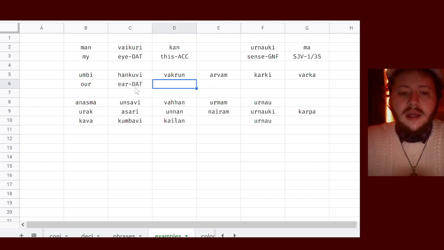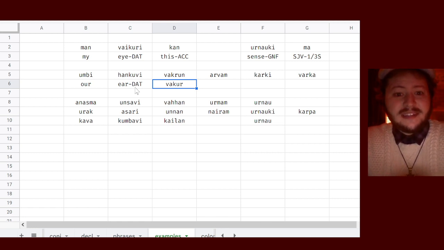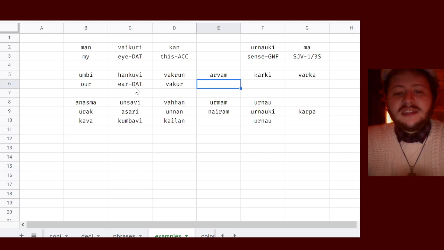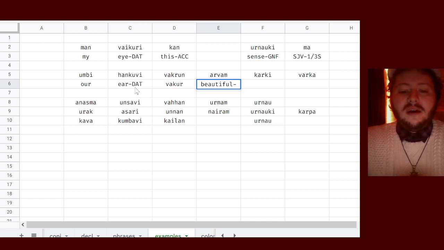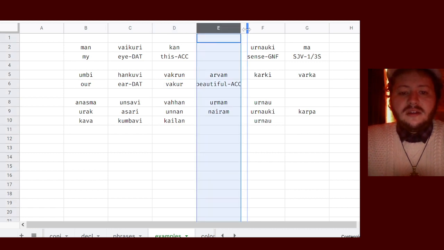Then we have the word vakur. Vakur is the word here. Vakur means like a spring or a fountain, or it could also be like a faucet, I guess, or like a sink. But this word here means beautiful. So I'm going to say it's a fountain just because it's beautiful. I guess a sink could be beautiful too. That's the idea. Oh no, we're getting cut off. I'm going to make this bigger. There we go.